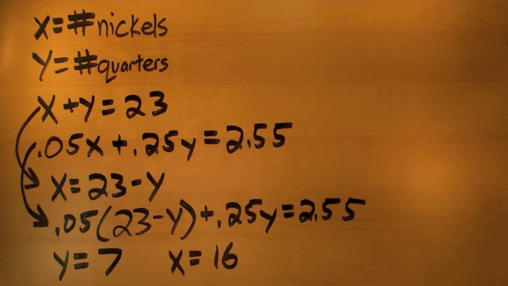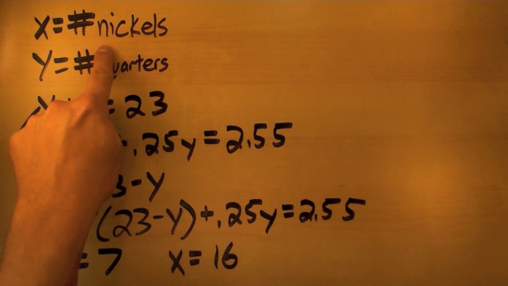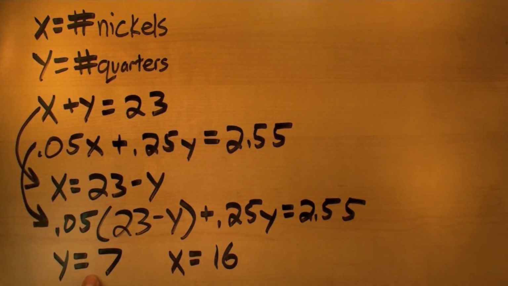The original question was how many of each type does he have? Well, we can see x is 16, and x was number of nickels, so he has 16 nickels. Y is 7, that's quarters, so he has 7 quarters.